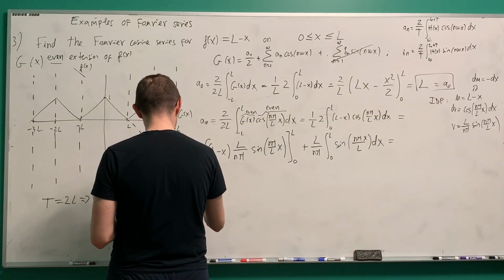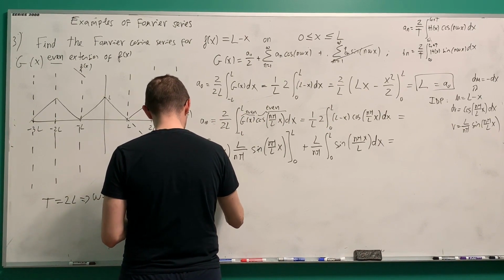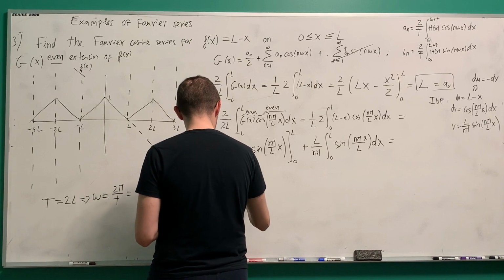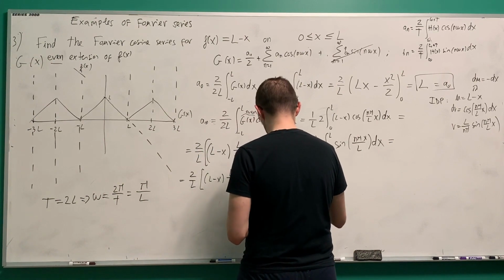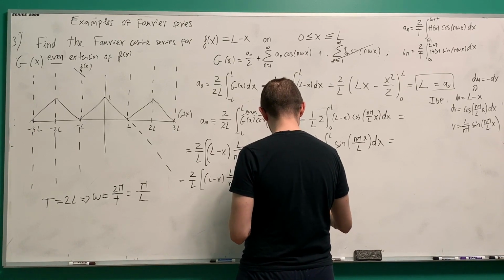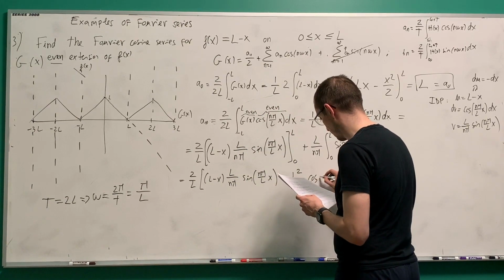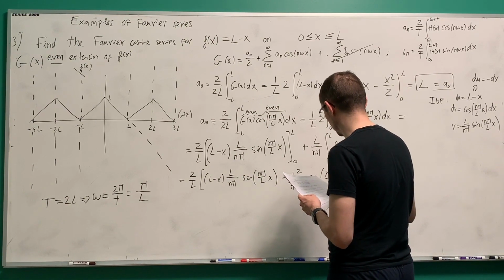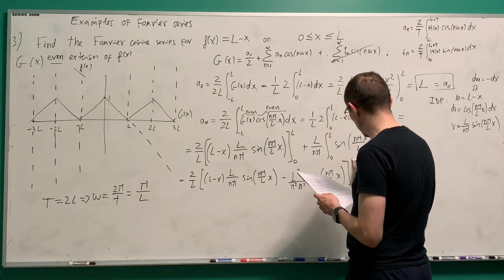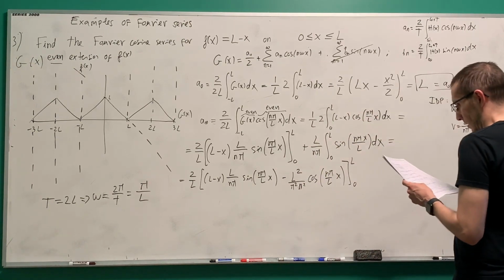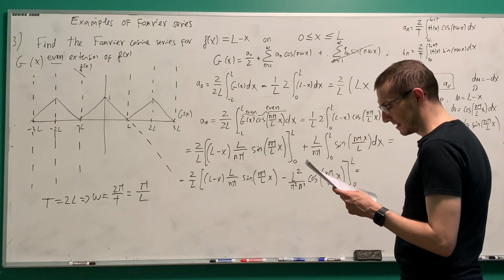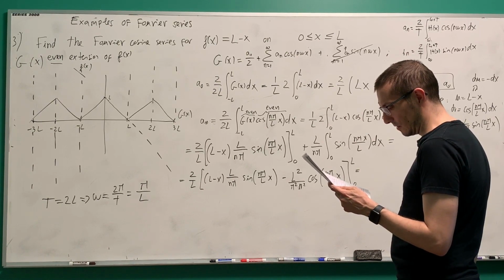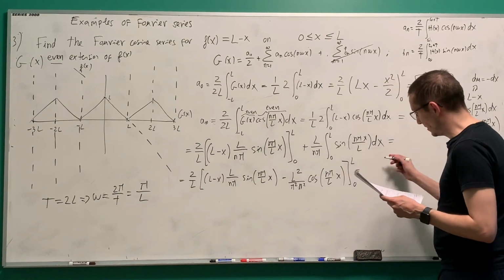Then we take another step and we can factor everything together, and we get that this thing is 2 over L, then L minus x, L over n pi, sine of n pi over L x, minus L squared divided by pi squared n squared, cosine of n pi over L x, right? And this whole thing evaluated from 0 to L. All right, so we can simplify. I'm doing full steps, so might as well. Let's just do full steps.